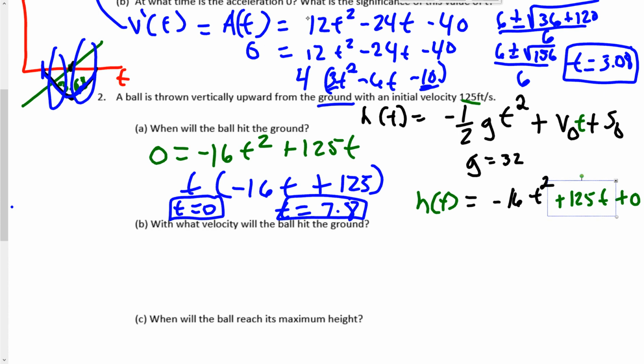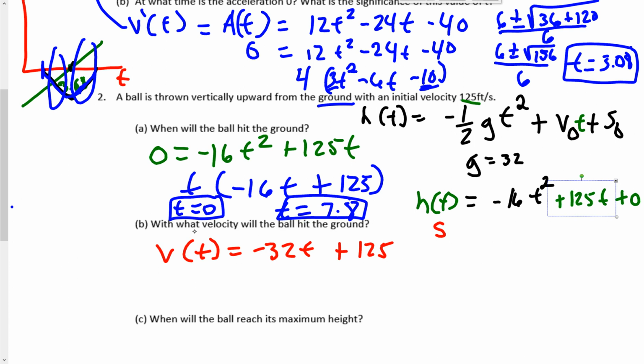Okay, what will the velocity be when we hit the ground? So I need to find velocity. Well, this is kind of like my position function, so I need to take the derivative of that for velocity. So that's -32t plus 125. And so I want to know at what time it hits the ground. Okay, we already know that from our previous answer, that's 7.8 and 0.